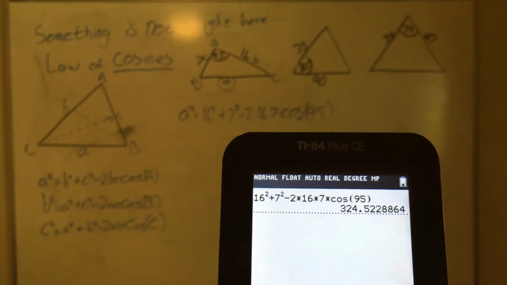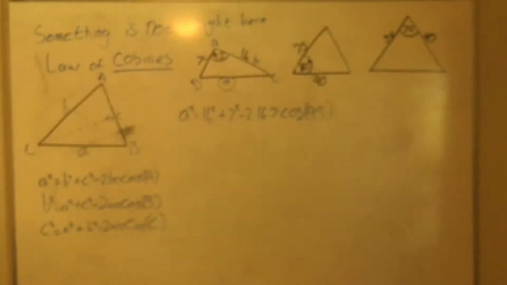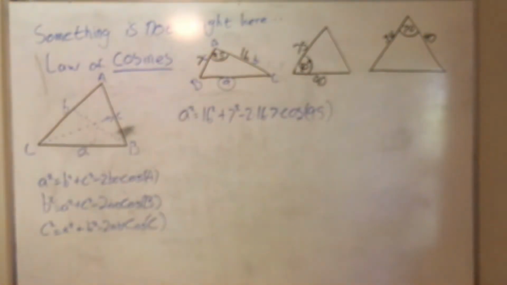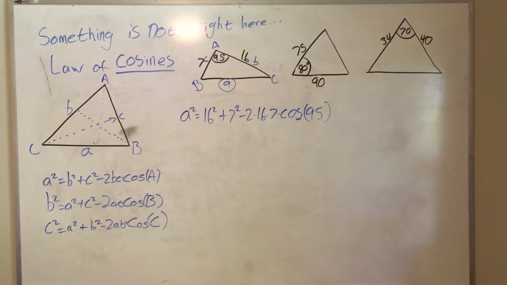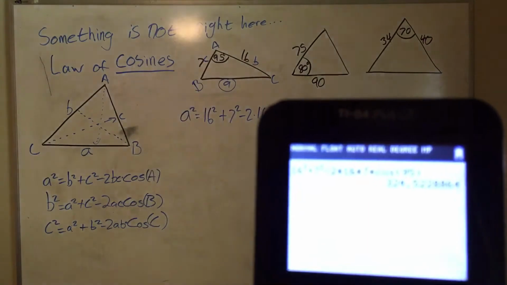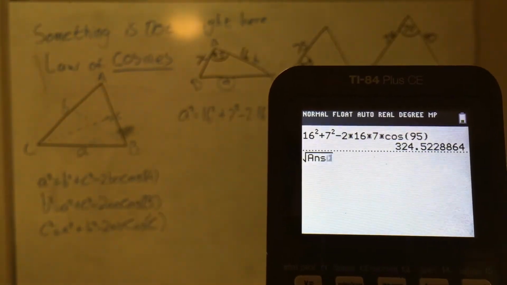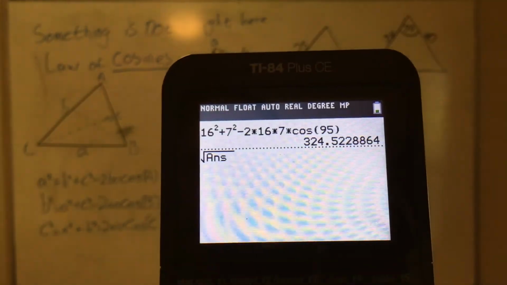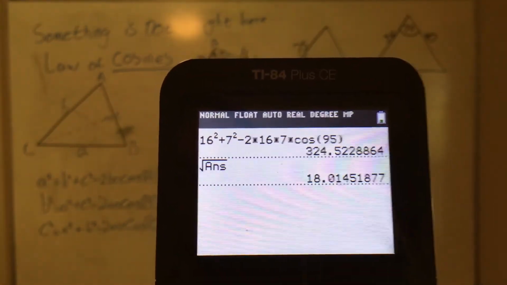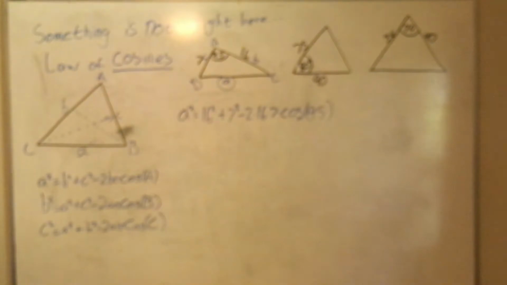That gives 324. Awesome. Now the last step would be to get rid of the square on the a. If you look, a has a square on it. How do you get rid of this square? You take the square root. So we're going to take the square root of our last answer. That gives 18.01, so just 18.